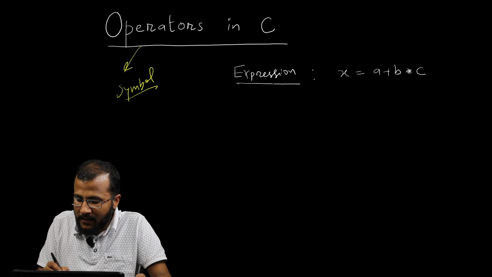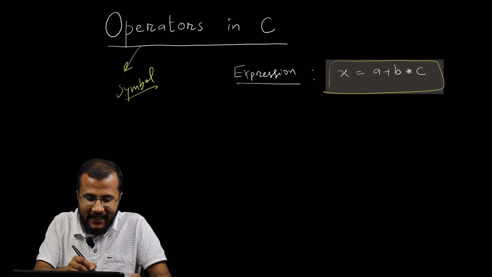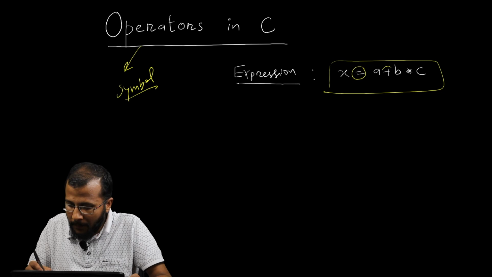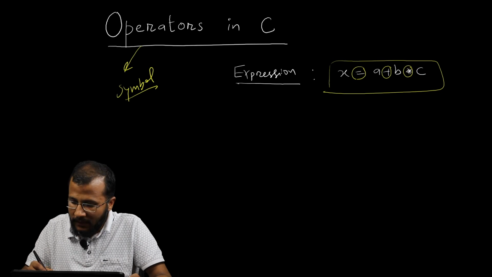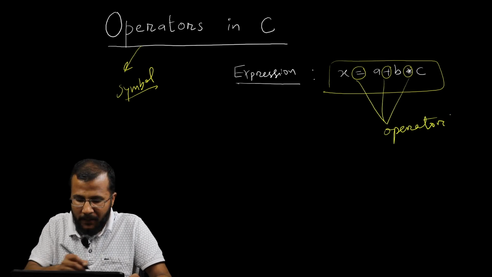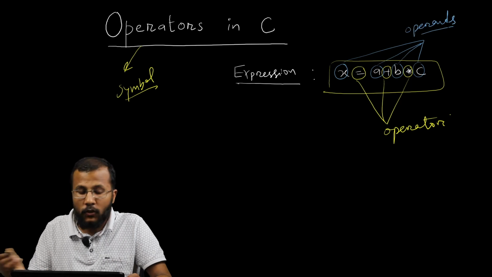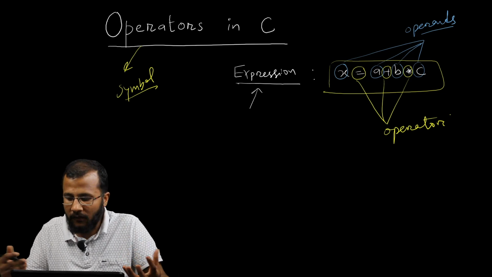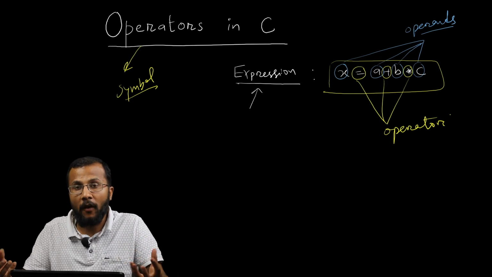If you look at this expression, x equals a plus b times c, there are certain operators available. For example, equals is an operator, plus, that is binary addition, is an operator, and multiplication is an operator. Apart from the operators, x, a, b and c are all operands. So we can say that any expression in C or in mathematics is a sequence of operators and operands. An operator actually does the operation on the operands.